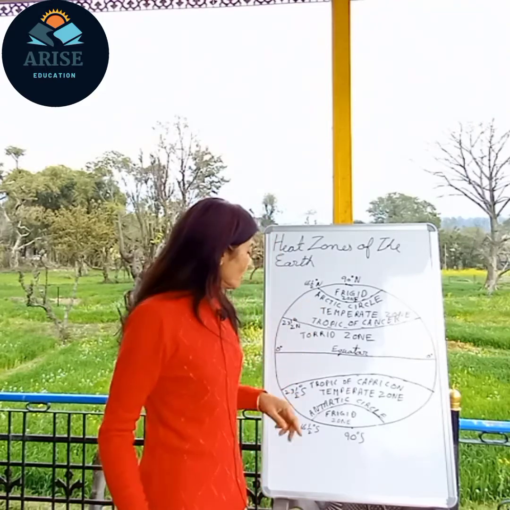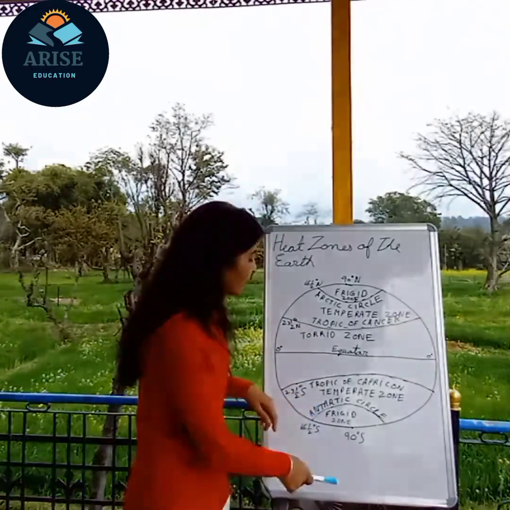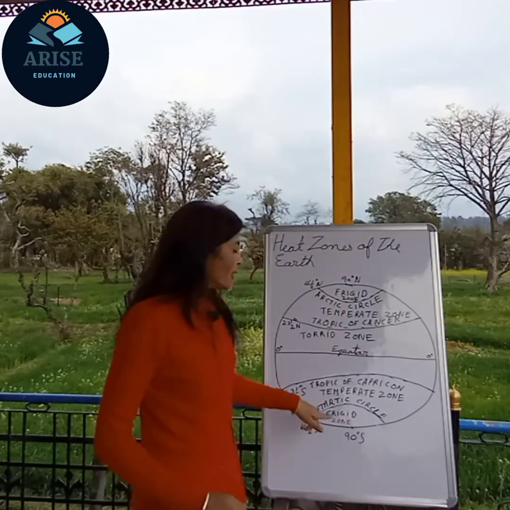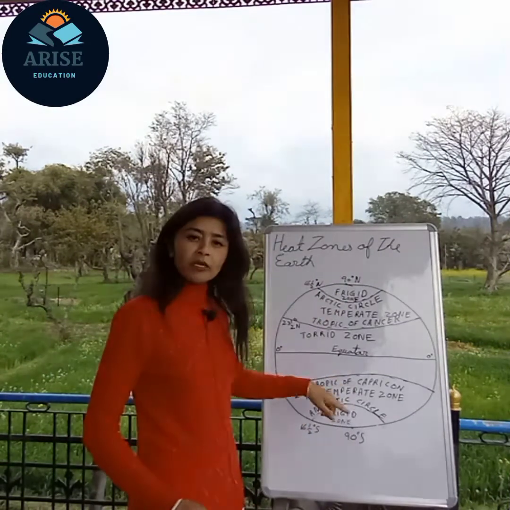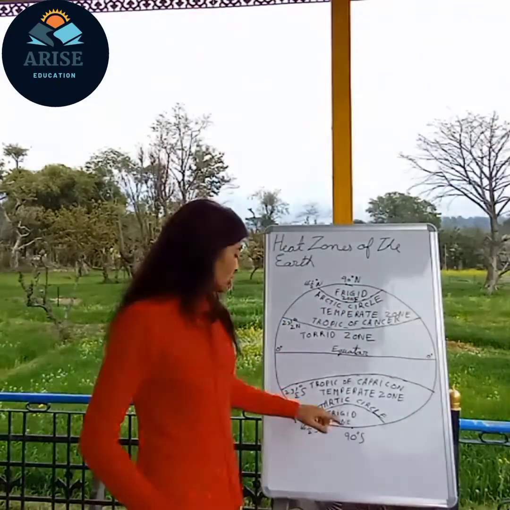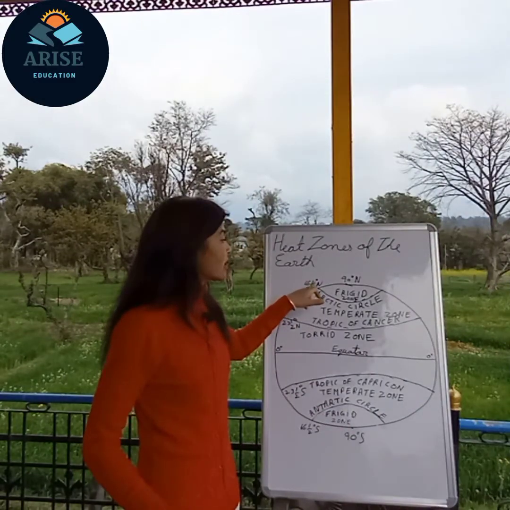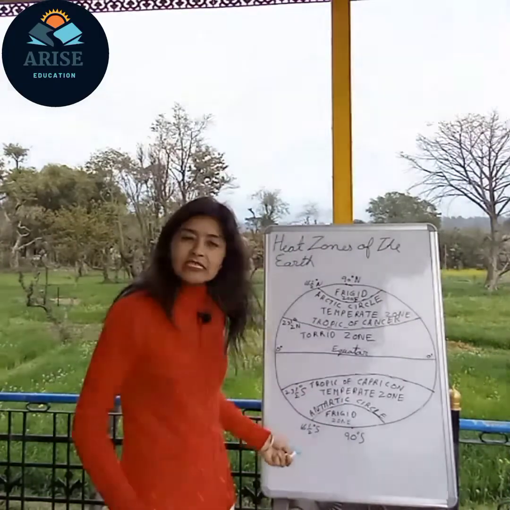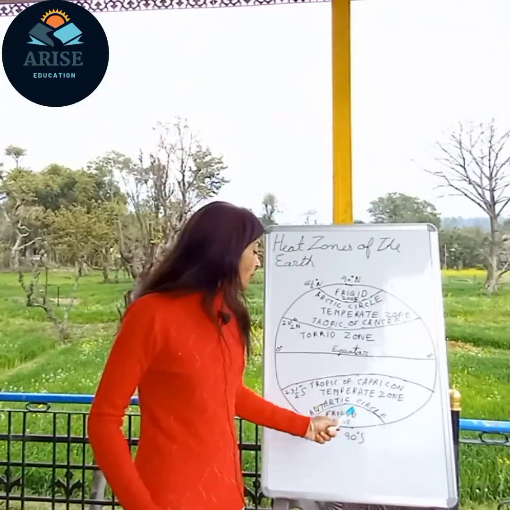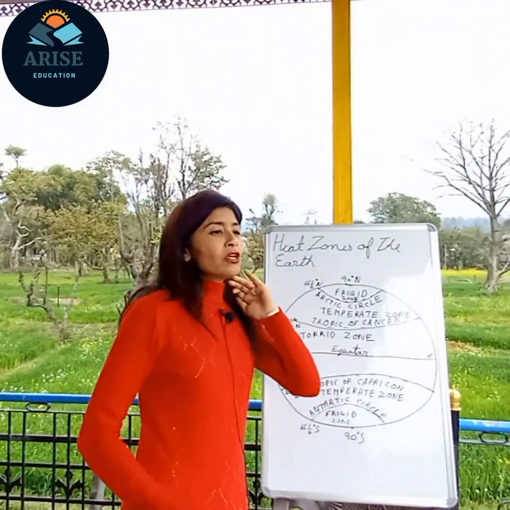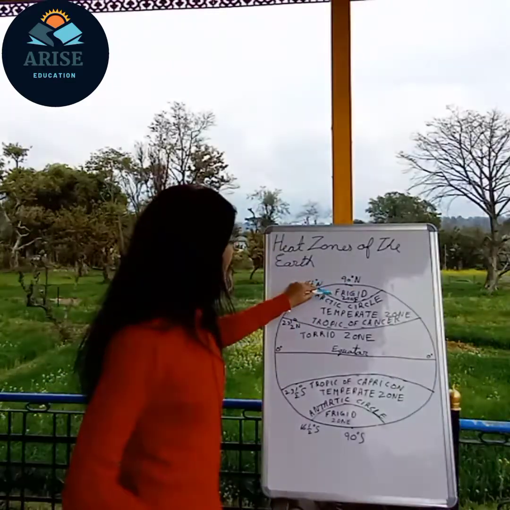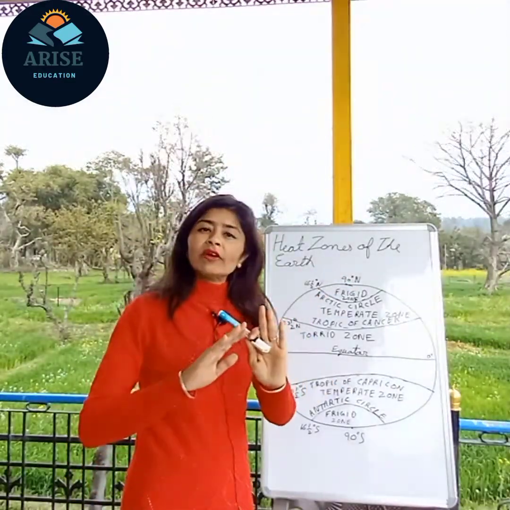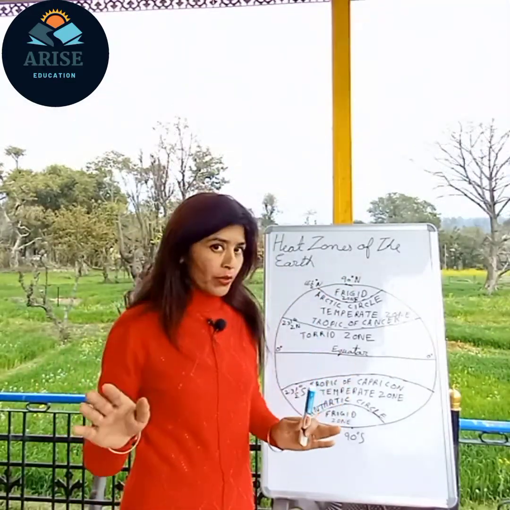Okay, now we will move towards another zone, that is the frigid zone. It is again in both parts, the northern part and the southern part. In the north it is 66.5 degrees north to 90 degrees north, and in the south 66.5 degrees south to 90 degrees south. So this area remains almost covered with snow and ice throughout the year.